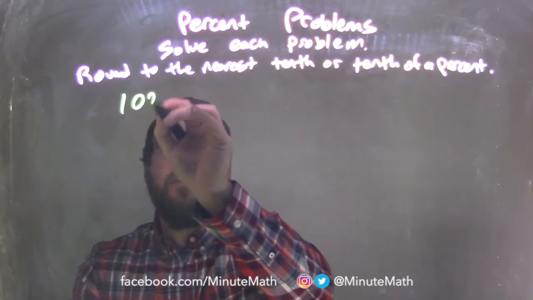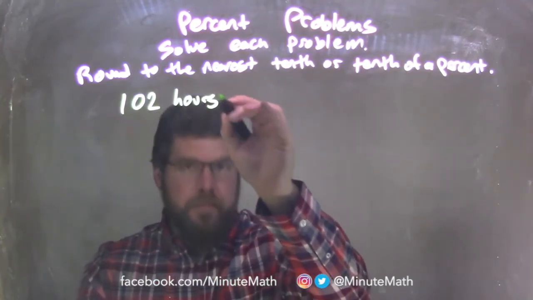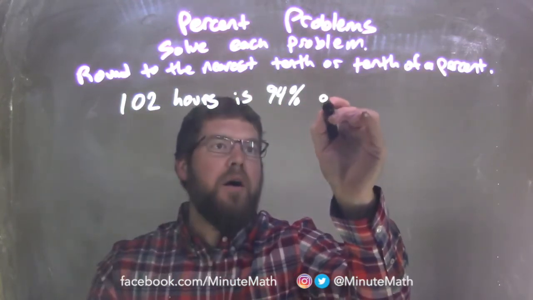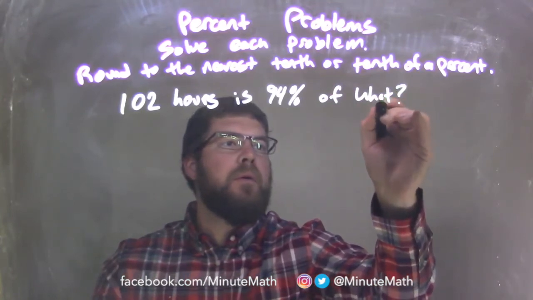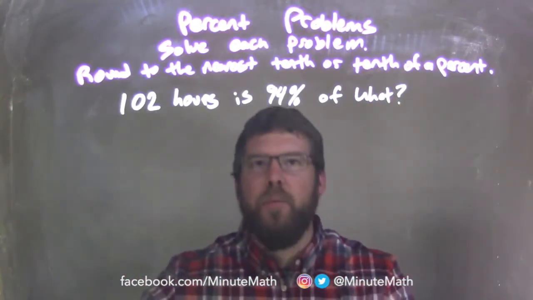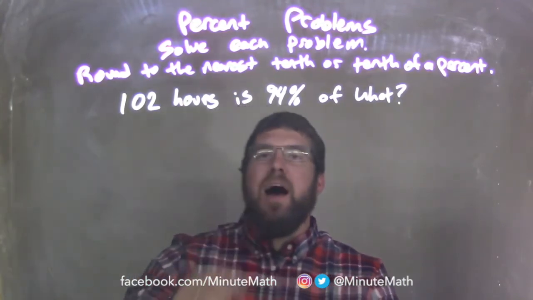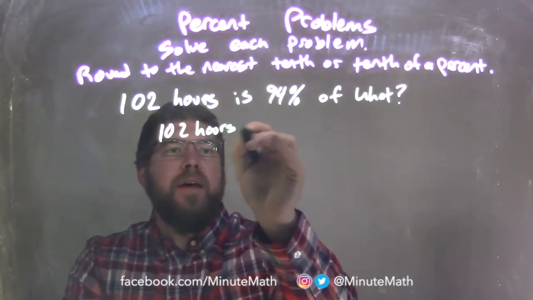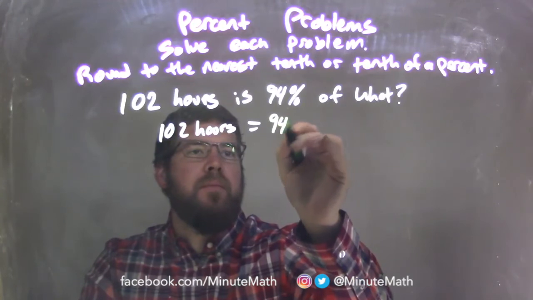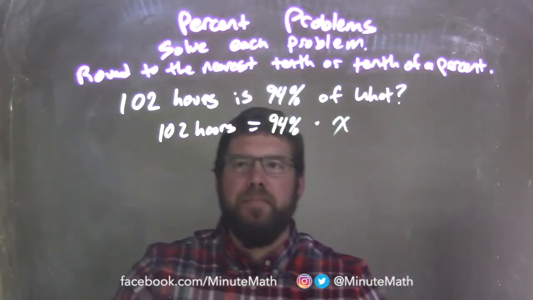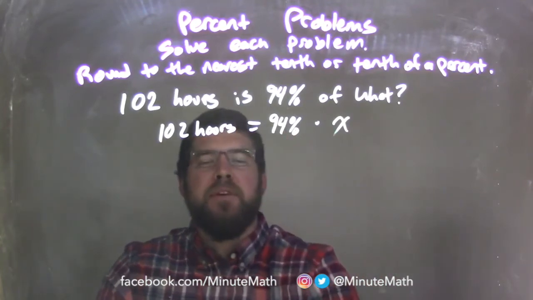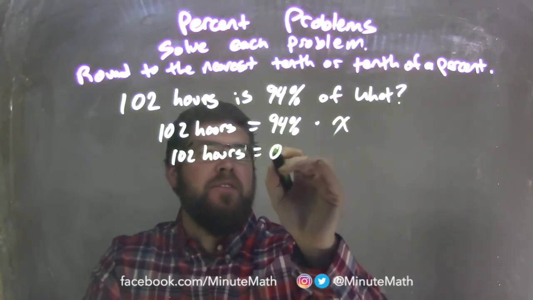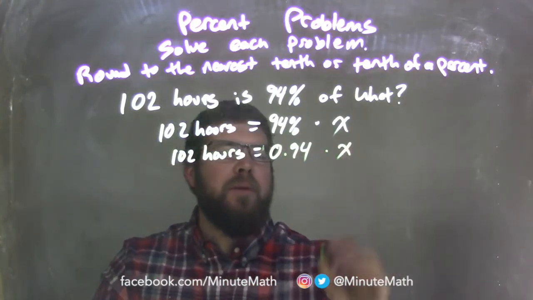102 hours is 94% of what? So 102 hours is 94% of what? Well, I need to write that as an equation. So I'm going to write 102 hours is equal to 94% multiplied by what? X. Okay. First thing, I need to convert that percent to a decimal. So I have 102 hours here equals 94% is 0.94 as a decimal, and that's being multiplied by x.